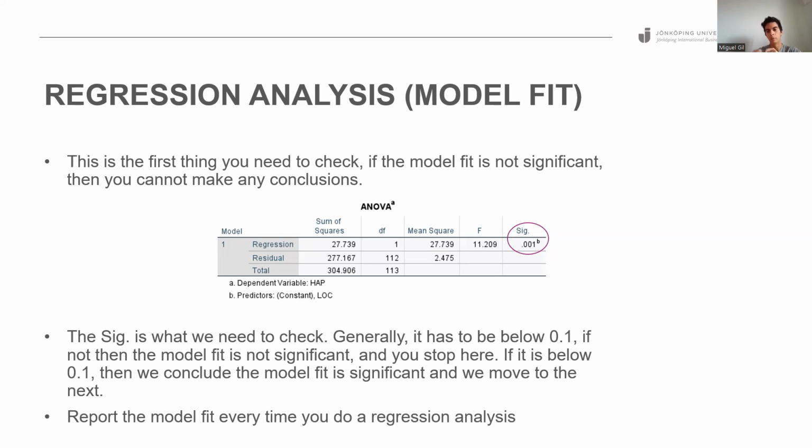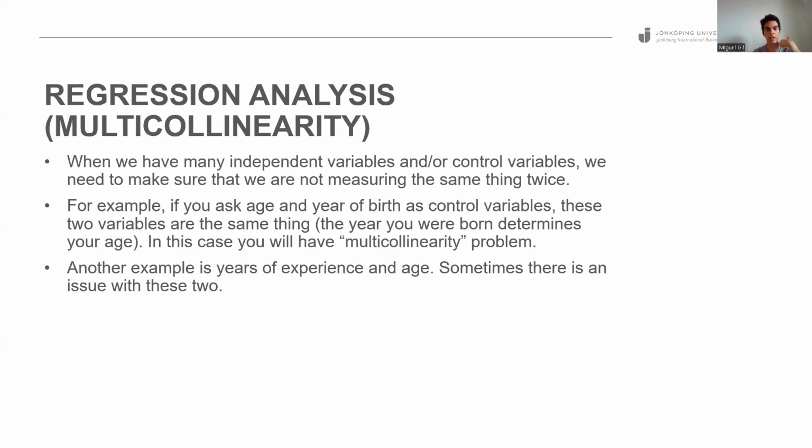What happens again if the model doesn't work? Of course, you conclude that the model doesn't work, and hopefully you have other models that you can test, and then you test the others. So this is always like a decision tree. If it works, you move on, next step. If it doesn't work, you stop, nothing to do. That's model fit, the first thing that we test. The second thing that we need to test is multicollinearity.